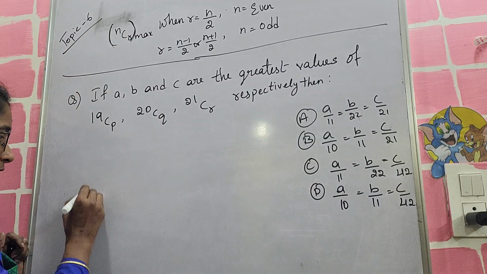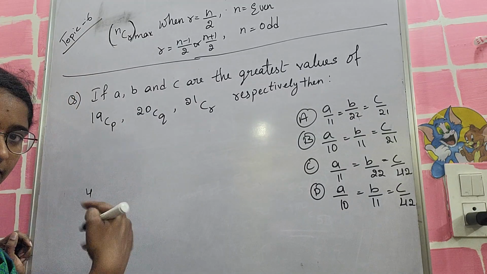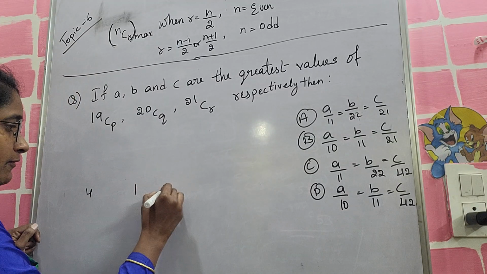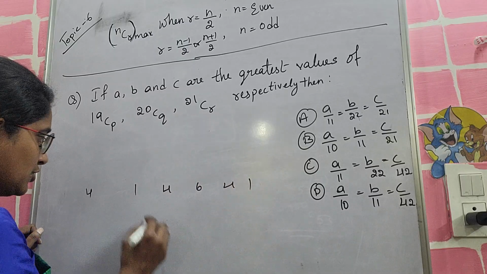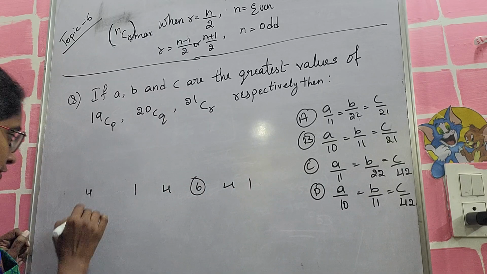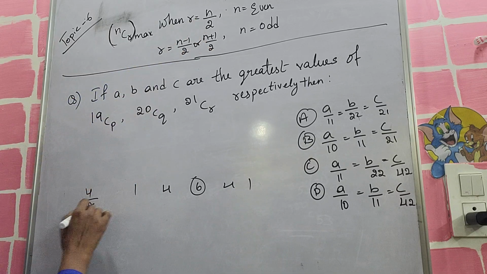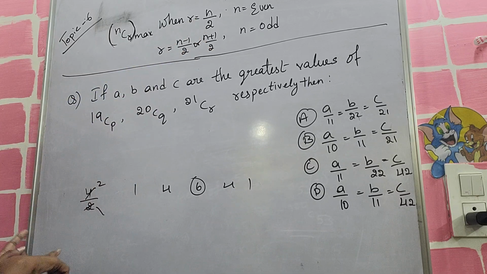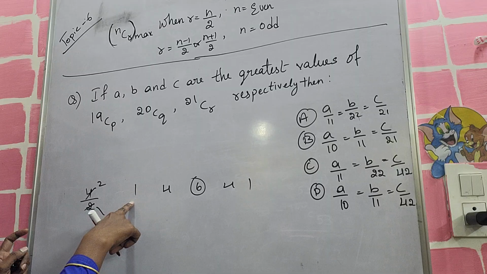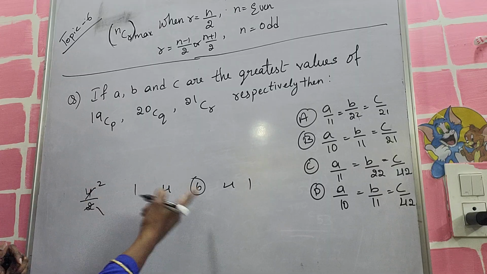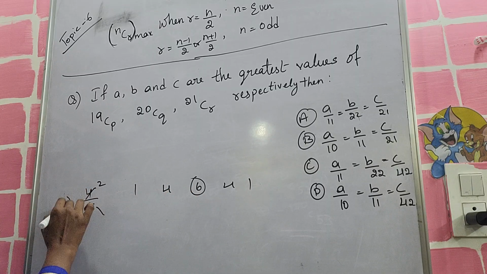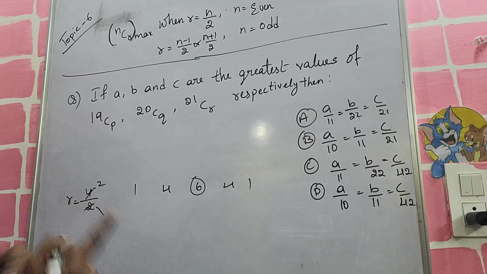Suppose you take n as 4, then your values are 1, 4, 6, 4, 1. So this is the highest value, right? So what you're going to write is n by 2, 4C2. So r is 2. If the r value is 2, then the term will be the (r plus 1)th term.